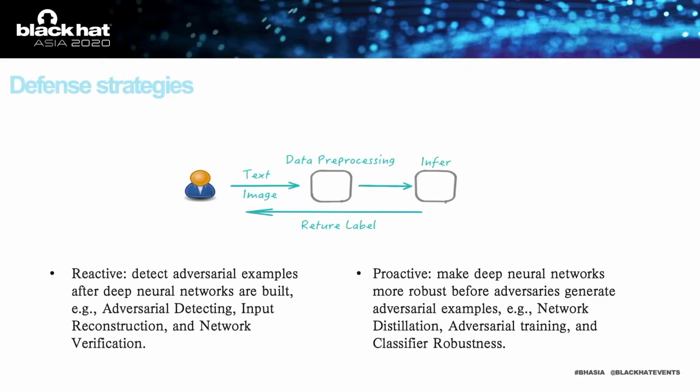Adversarial attack mitigation has two types of defense strategies. The first one is reactive, which is to detect adversarial examples after deep neural networks are built. For example, adversarial detection, input reconstruction, and network verification. The other is proactive, which is making deep neural networks more robust before adversaries generate adversarial examples, like network distillation, adversarial training, and classifier robustness.